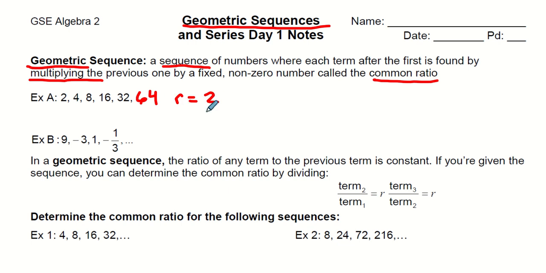So in this case, the common ratio would be 2. And again, we use R to represent the common ratio. Whereas in example B, it's a little bit weird. My common ratio is negative 1/3, and I'll explain how I got that when we get to these examples. So 9 times negative 1/3 is negative 3. Negative 3 times negative 1/3 is 1. 1 times negative 1/3 is negative 1/3, and so on.